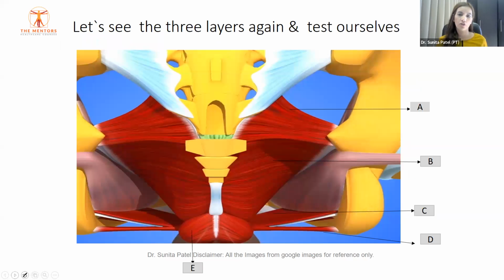And this is a test for all of you. This is the last slide. Tell me what A, B, C, D, and E are. We are stopping here. If you have any question, please write it down.